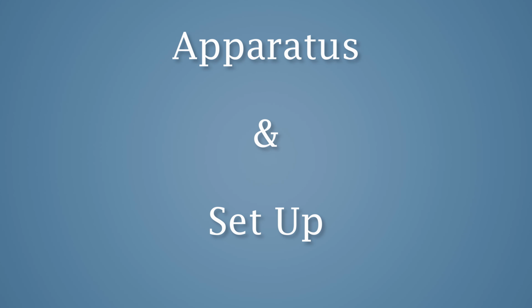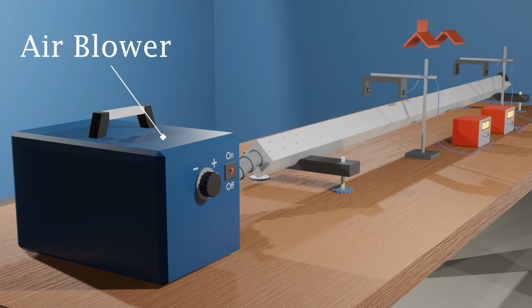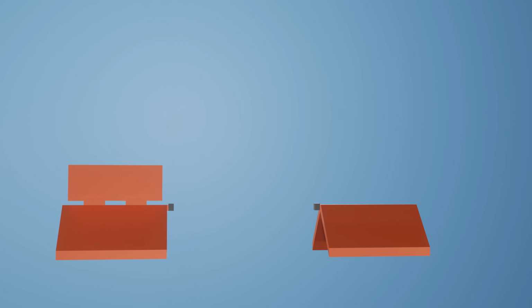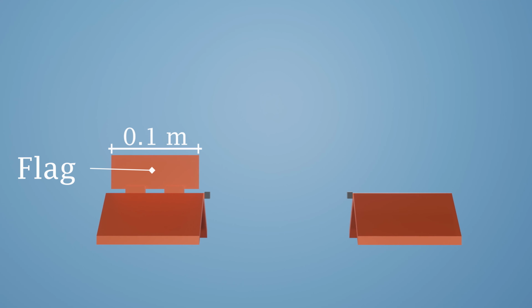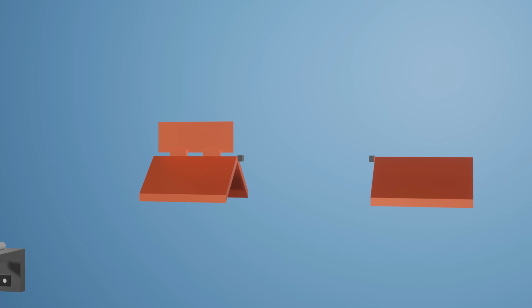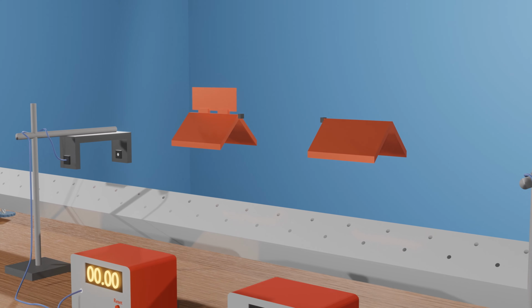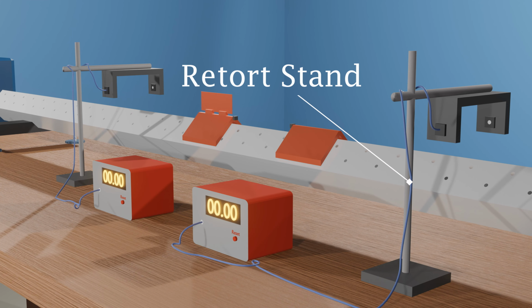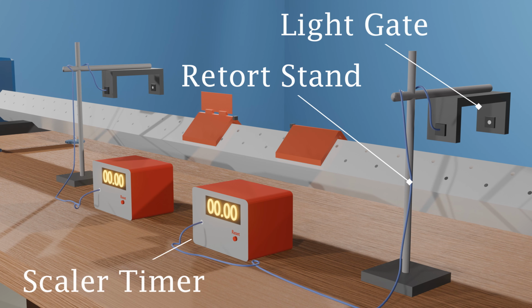Note that depending on your school you may use different apparatus than shown in this experiment. The apparatus includes an air blower and an air track, two metal riders, one with a flag that measures 0.1 meters long and both with pieces of Velcro on the ends facing each other to ensure an inelastic collision. The riders have an upside down V shape that allows them to sit securely on the air track. Finally, we have a pair of retort stands which hold the light gates above the air track, which are in turn connected to the scalar timers.